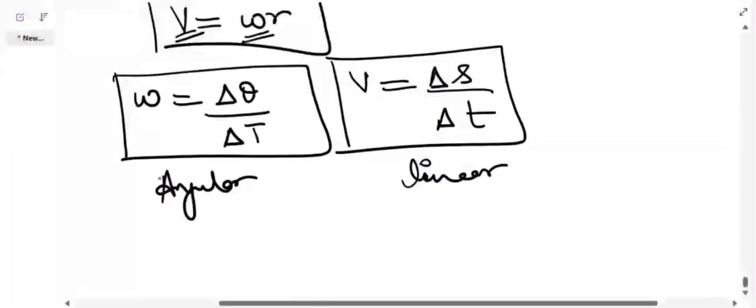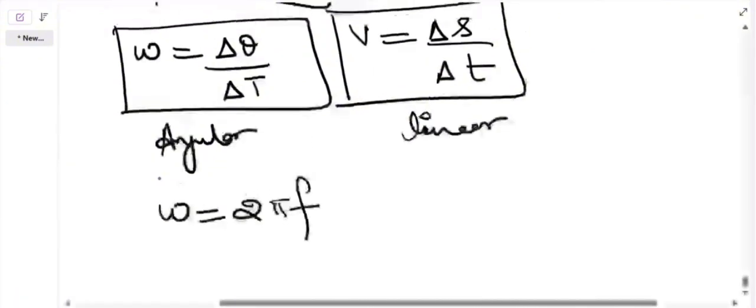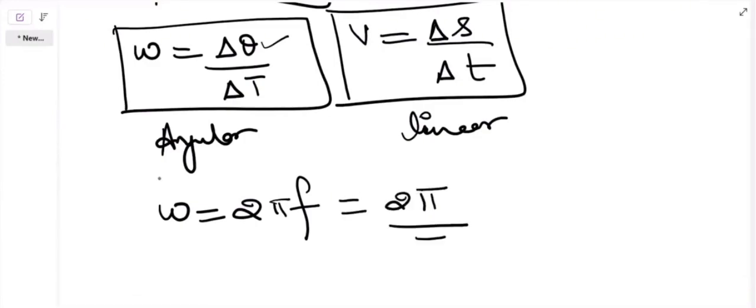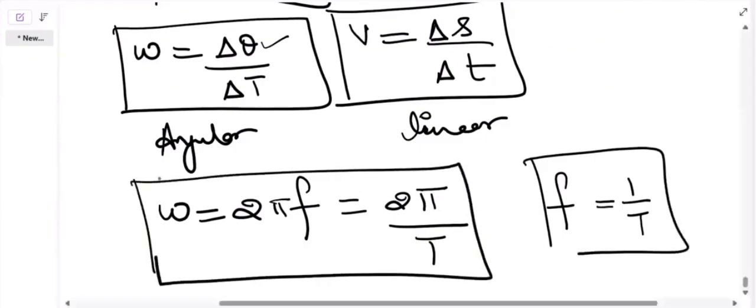Done. So hence, we also have the formula of angular velocity as 2 pi f, because theta covered is 2 pi. Isn't it? Theta covered is 2 pi angle. How much time is it taking? Let's say capital T for one oscillation. So 2 pi over T, and we are aware f equals 1 over T. Hence we can say omega equals 2 pi f or 2 pi over T. Any doubts?